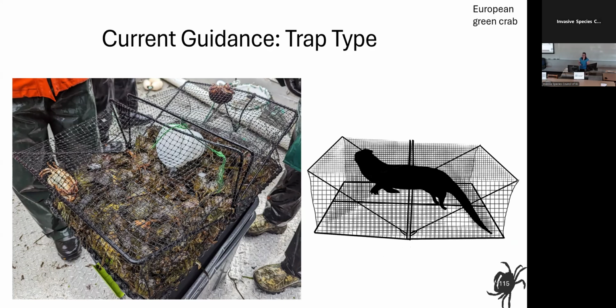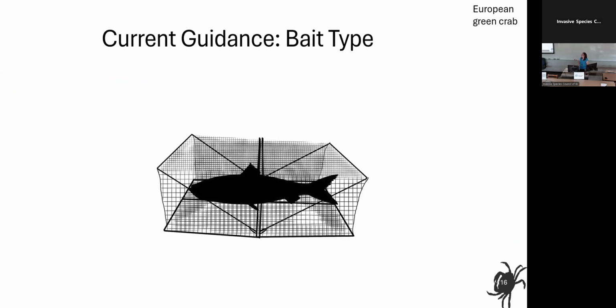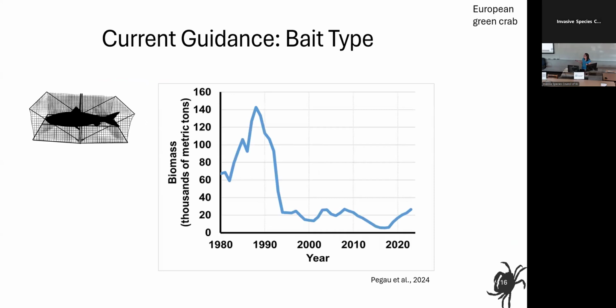Same thing happens when we're looking at bait type. Often guidance is to use herring within your traps, and herring is now becoming quite pricey, which, if you're trying to have a sustainable trapping program, you want to use something that's less expensive. Additionally, there are concerns regarding herring stocks, and so to use them as bait to get rid of an invasive species is counterintuitive to your other conservation goals.